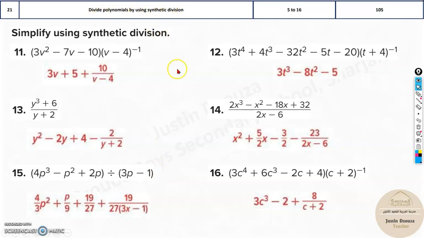I've not just done synthetic division, I've done long division as well. The reason is because 5 to 16 is mentioned in the exam scheme. The first few problems were long division, and the next ones over here were synthetic division.